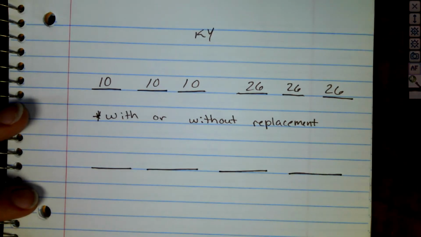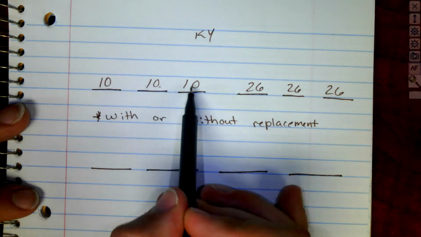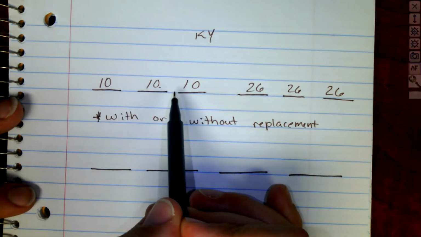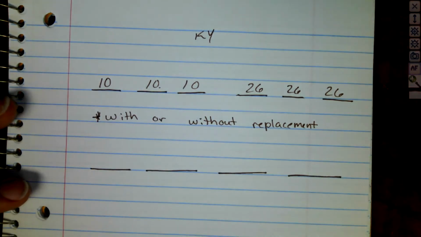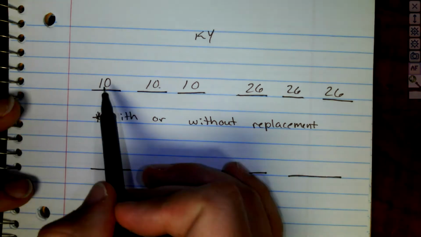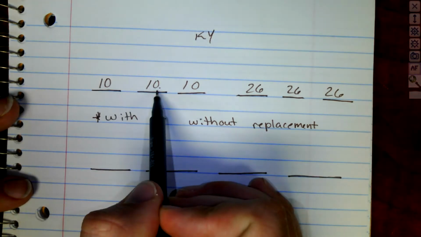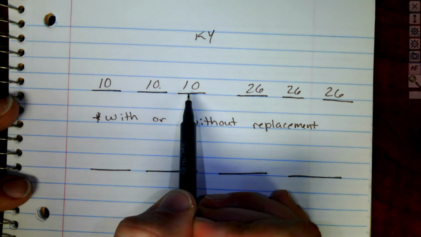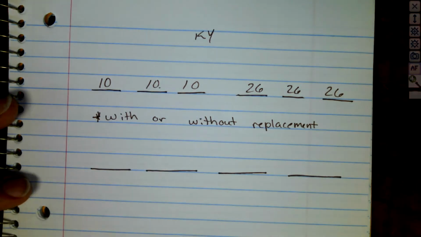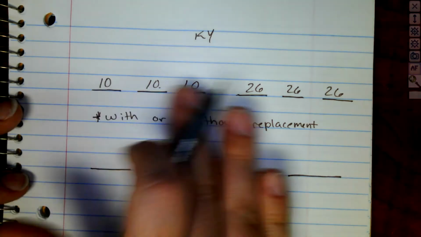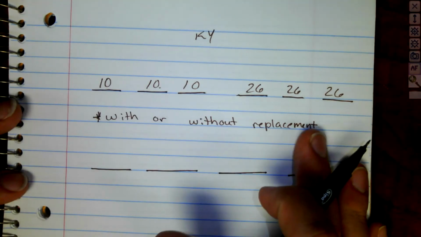With or without replacement, do you see how I put 10, 10, 10 here because there's 10 total digits? That means I can reuse the same digits over and over again. So if I used 3 here, I could also use 3 here, and I can also use 3 here, right? That means that I have replaced my 3 over and over again. I have an unlimited amount of 3s to be able to put into here. That's with replacement.